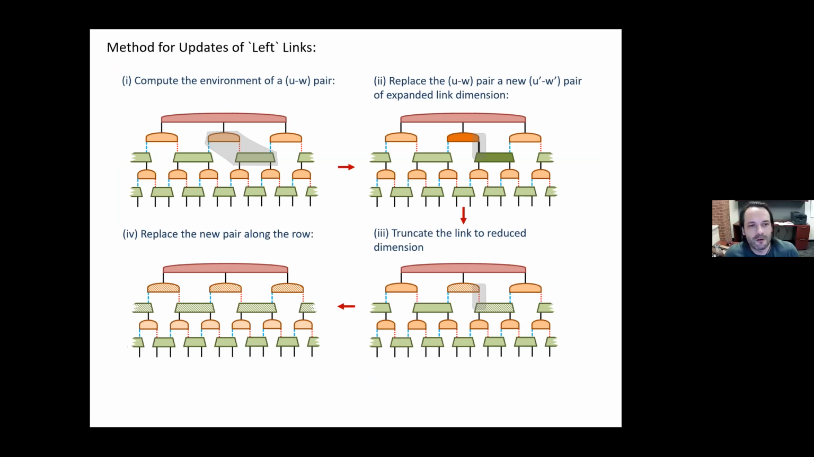So again, here's an overview of what I just said. I want to optimize a pair of tensors together. I solve the optimization problem where the index connecting them has been expanded to the maximum dimension possible to be compatible with the isometric, or orthogonality, constraints on the tensors. Once I've solved for this optimal pair, I then reduce this dimension back down to the minimum it needs to be in order to have the appropriate level of error. Okay, and then I can replace these tensors along the row as usual.